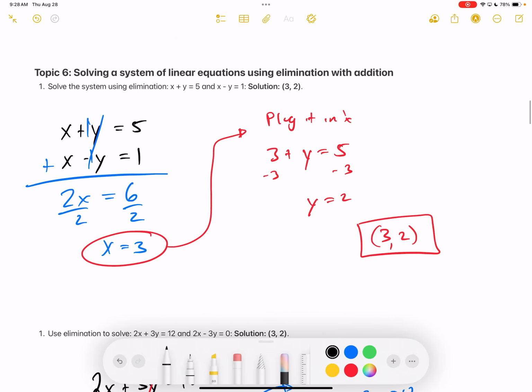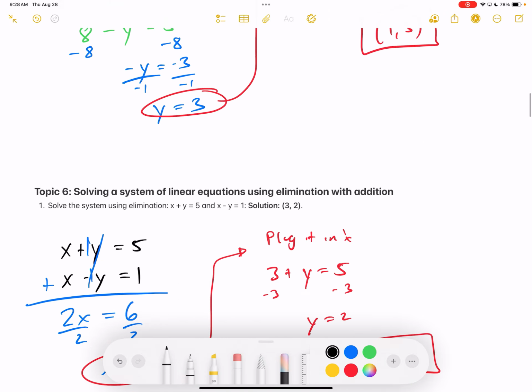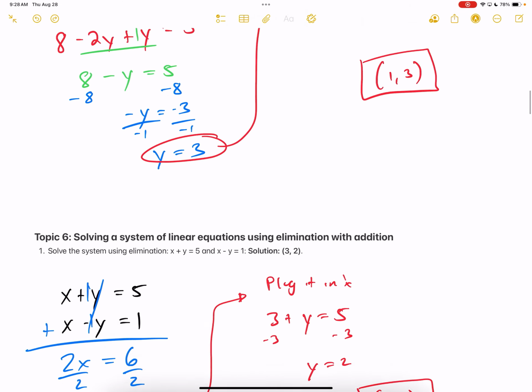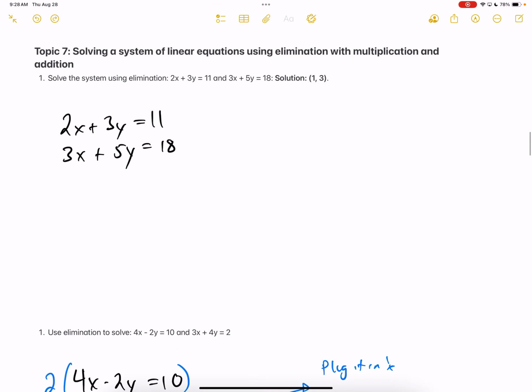The substitution way works really good when you have a variable that's already solved by itself, like this y right here is already by itself. So you can take that 2x plus 4 and put it in for the y. But the way we end up using the most of the time, because it does work for so many types of equations, is the elimination or the addition method. So we're going to go back over that today and, like I said, do some word problems.